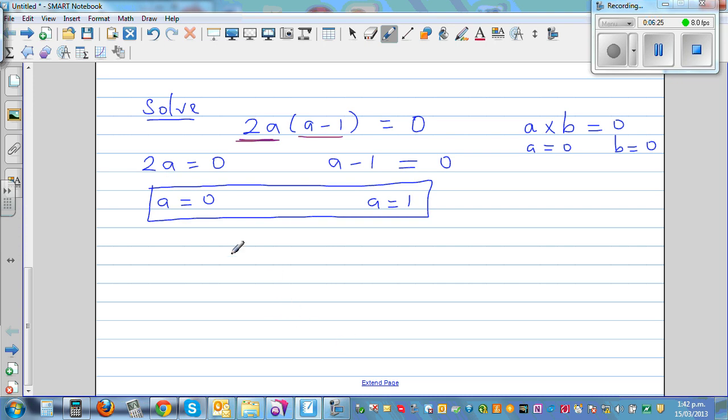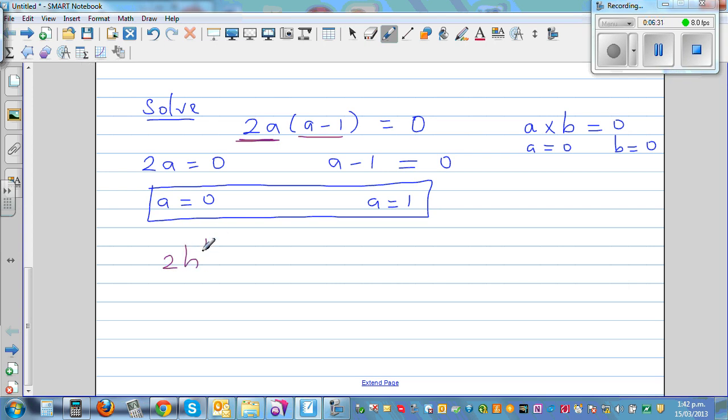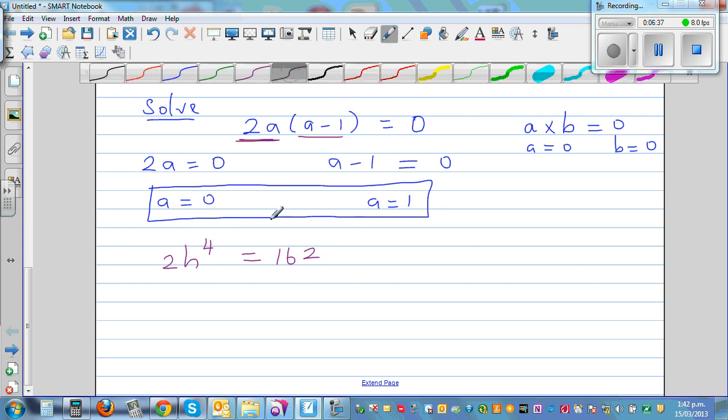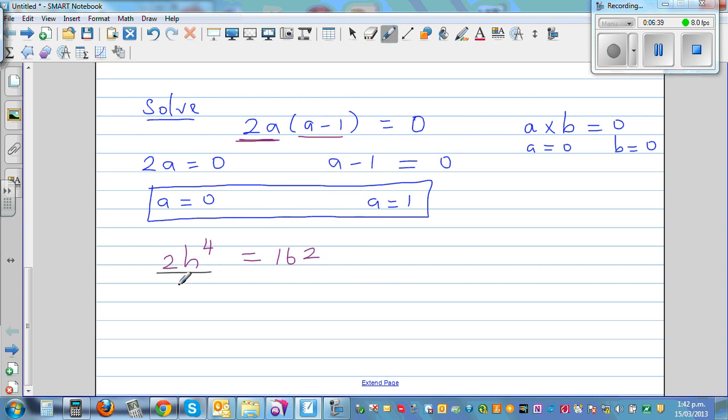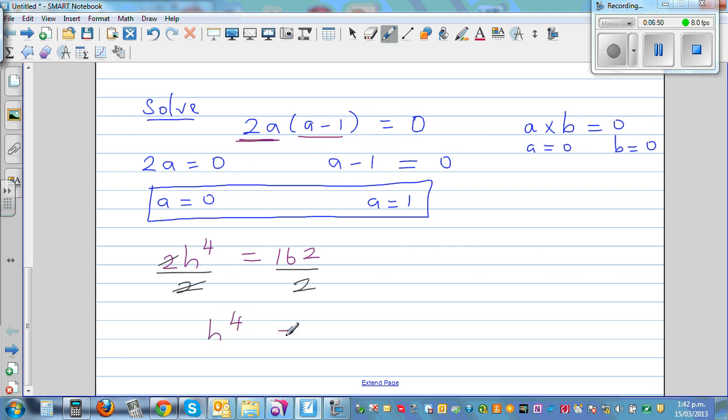Okay, let's do one more question. Okay, this is 2 times h to the power of 4 is 162. So the same principle, I'm going to divide both sides by 2. Whatever you do on one side, you can do on the other side. So this is h to the power of 4 is 162 divided by 2, which is 81.